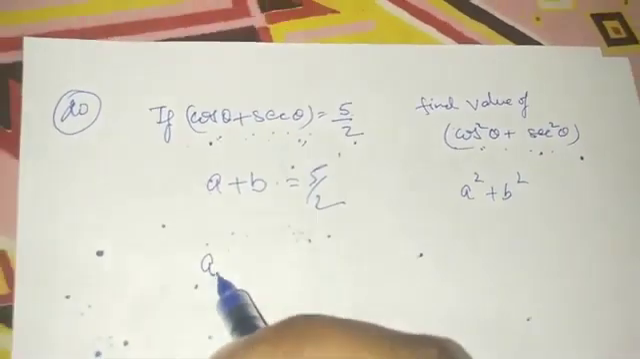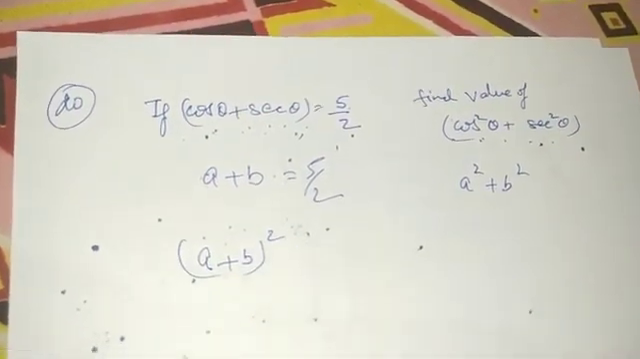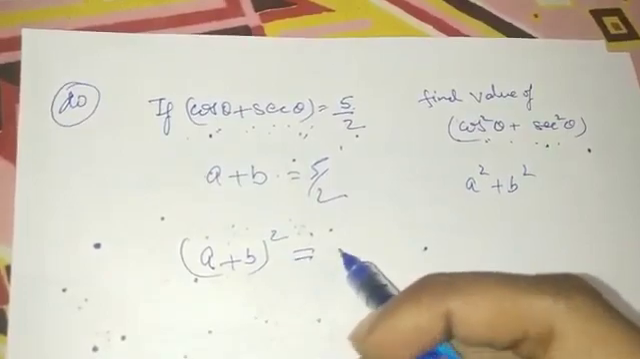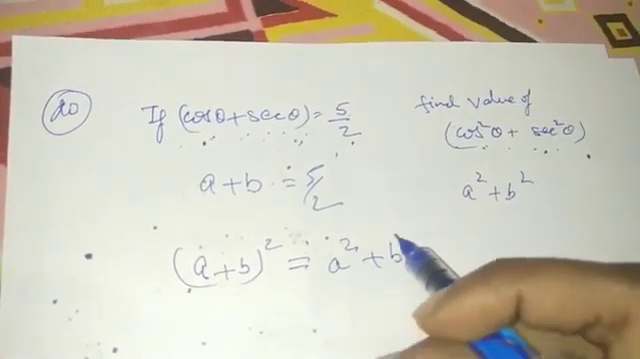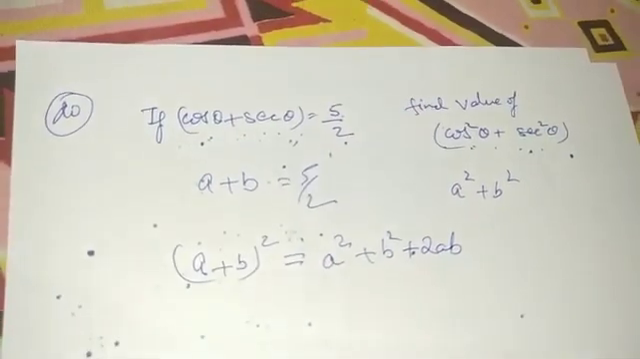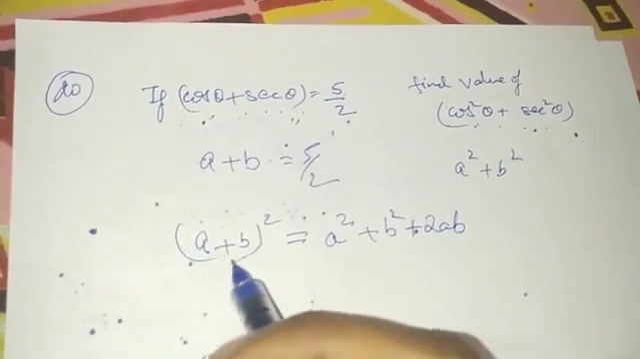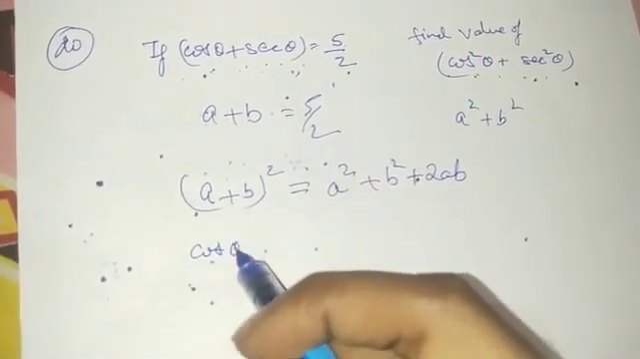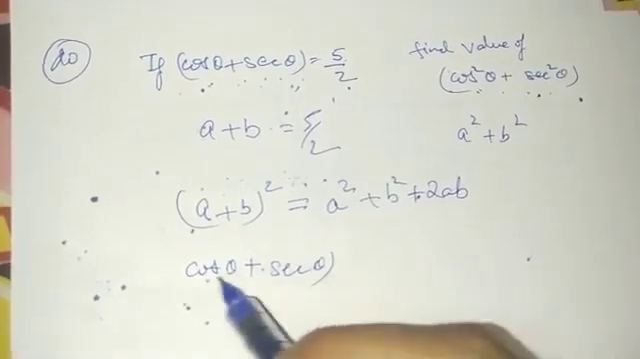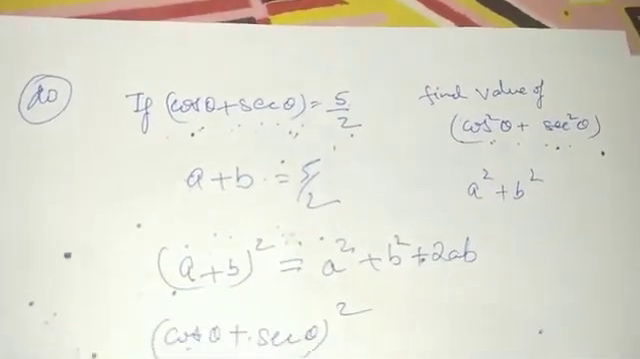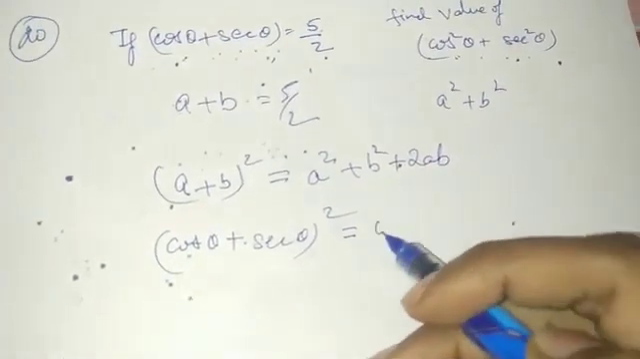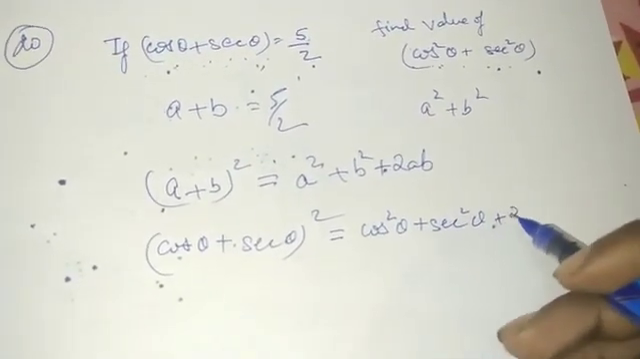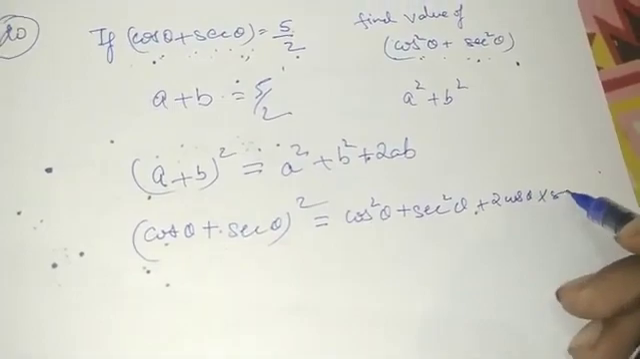So let's apply a plus b whole square, because the square thing can only be calculated using a plus b whole square. So let's substitute the formula. It will be a square plus b square plus twice ab. Now what are a and b over here? We are going to take them to be cos theta and sec theta. So it will be cos theta plus sec theta whole square, which will be equal to cos square theta plus sec square theta plus 2 cos theta multiplied by sec theta.